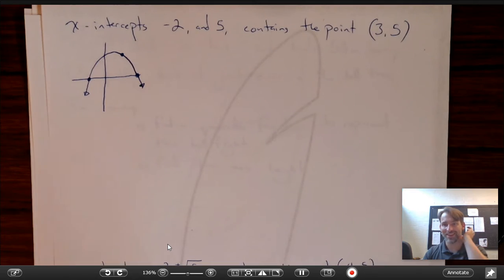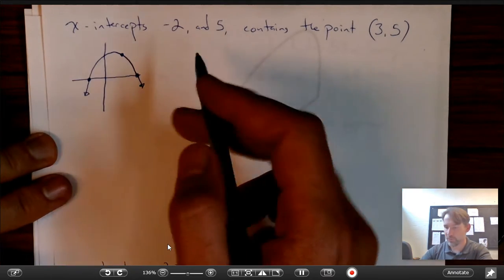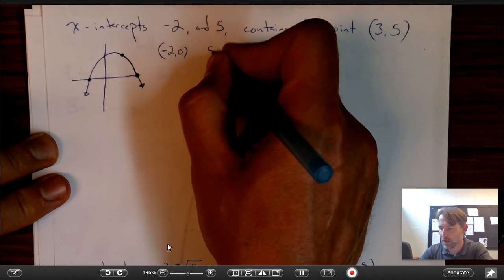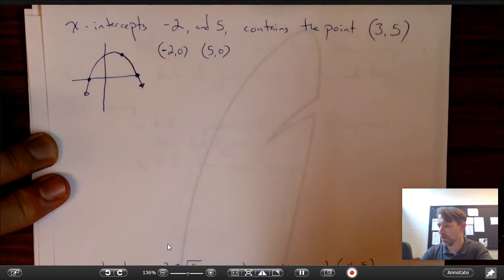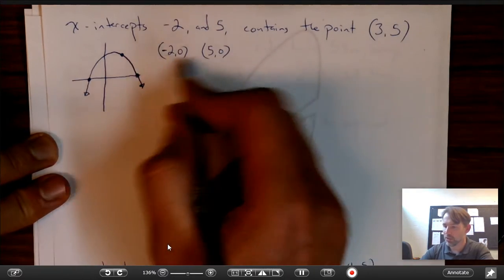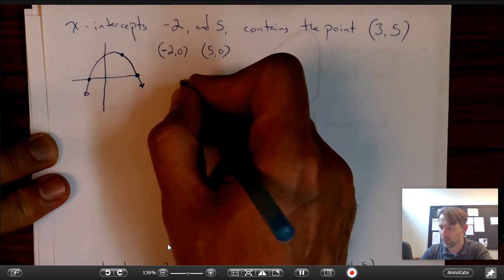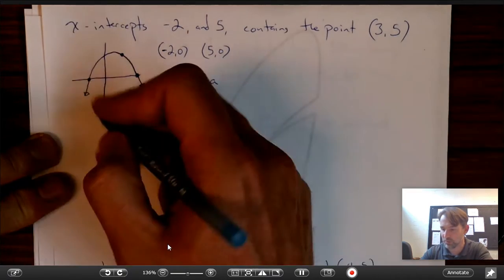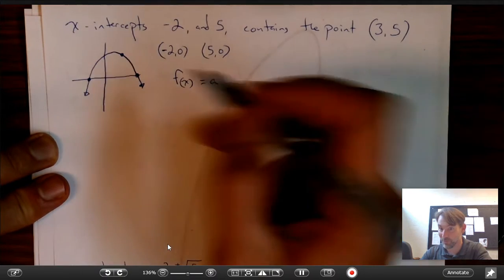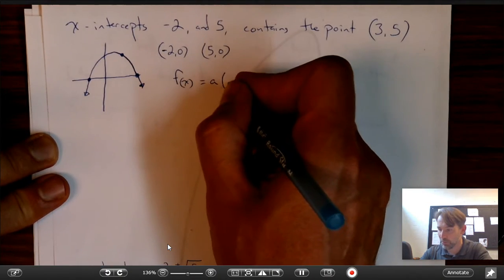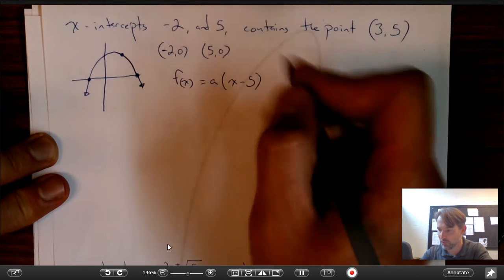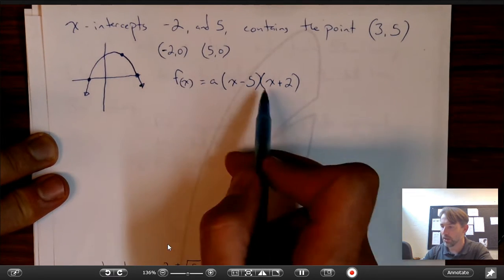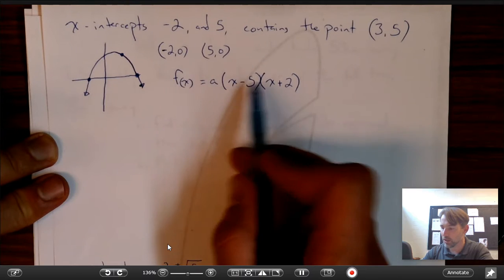Anyway, let's just do the math. You don't want to sit here and watch me guess. Okay, so I'm going to code those as points: the point -2, 0, the point 5, 0, and the point 3, 5. Those are the 3 points. First, I'm going to take these roots and put them into the form f of x. Some function of x is this quadratic, and it's equal to some stretch factor a, which I can predict is negative because this opens downwards, multiplied by x minus the first root, so x minus 5, and x minus the next root, so x plus 2.